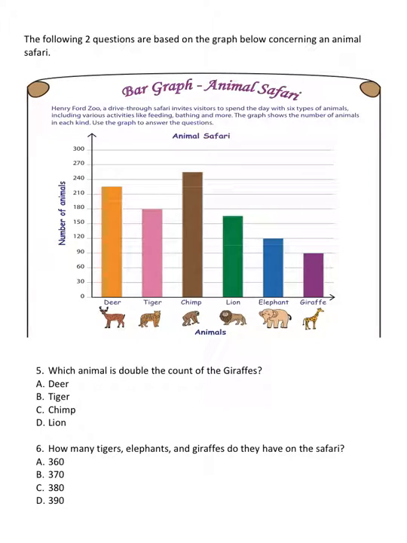A. Deer, B. Tiger, C. Chimp, D. Lion. Number 6. How many tigers, elephants, and giraffes do they have on the safari? A. 360, B. 370, C. 380, D. 390.